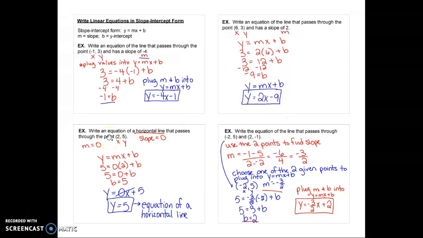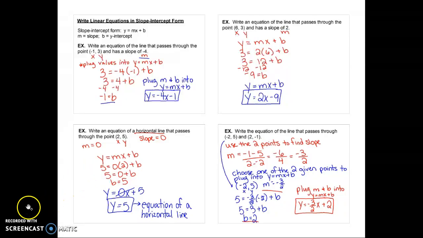Now, in the third example, we want to write an equation of a horizontal line that passes through the point (2, 5). They tell us it's a horizontal line. In this one, they don't come straight out and tell you exactly what the slope is, but knowing that it's a horizontal line, you should know that the slope is equal to 0. All horizontal lines have a slope of 0.